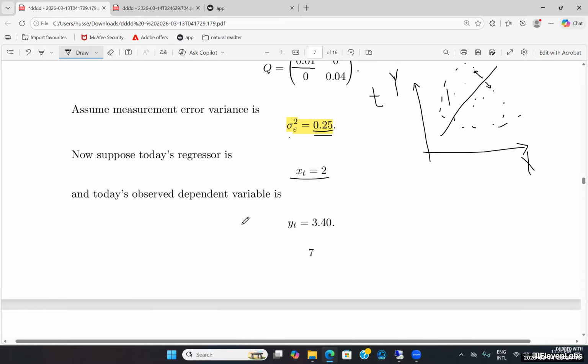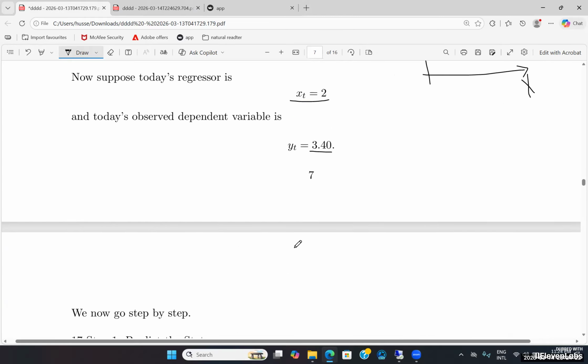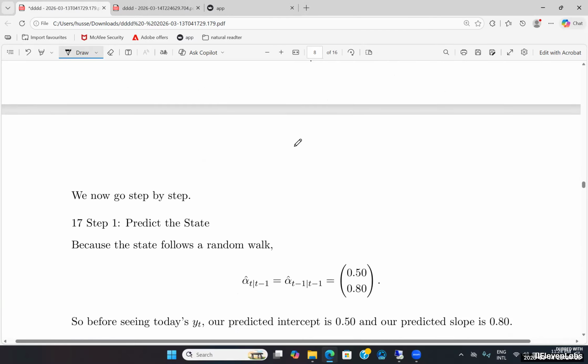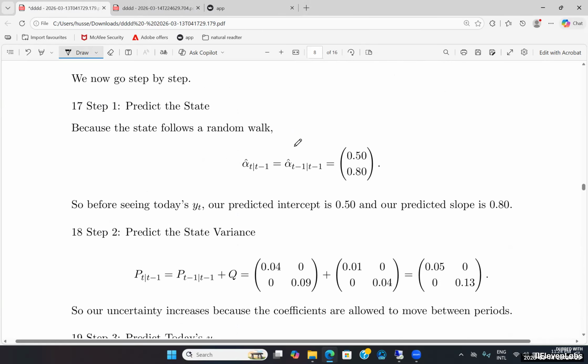Now, let's assume that our regressor value for today's observation is 2, and the corresponding observed dependent variable is 3.4. We'll explore how the model predicted the actual y value. Let's now examine the process of how that was achieved.